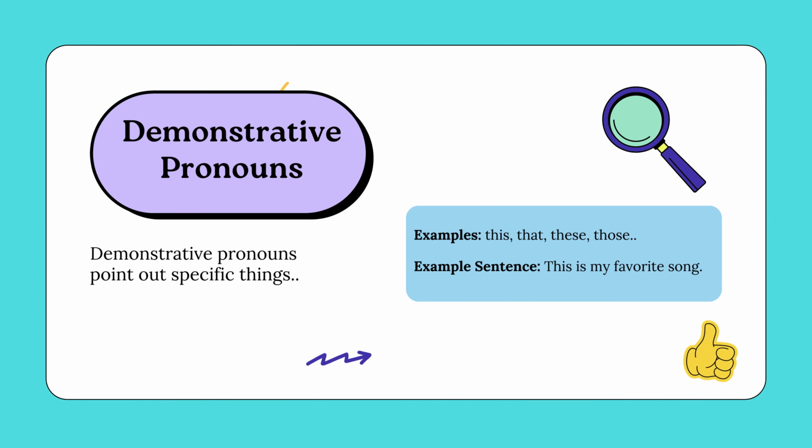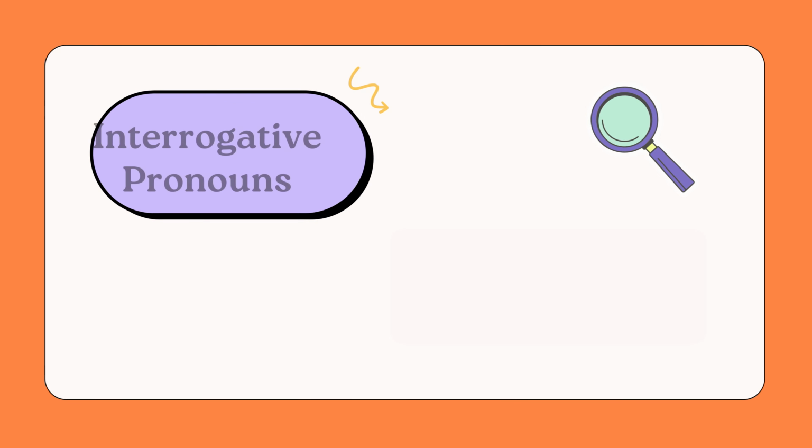Demonstrative pronouns. Demonstrative pronouns point out specific things. Examples: this, that, these, those. Example sentence: This is my favorite song.